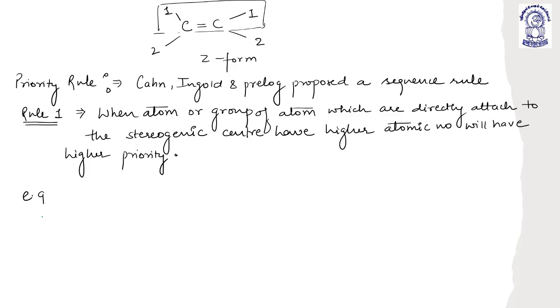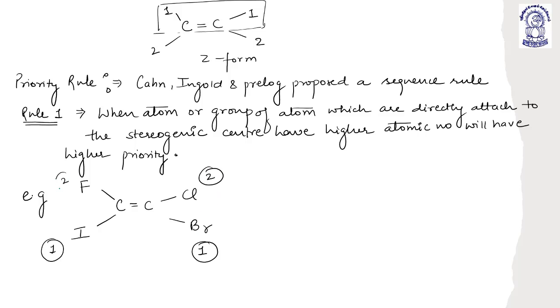Okay, example. Now you can see the highest atomic number is iodine, then bromine, then chlorine, and then fluorine. So you can see the higher priority groups are on the same side. So if they are on the same side, together, Zusammen, that means Z form.